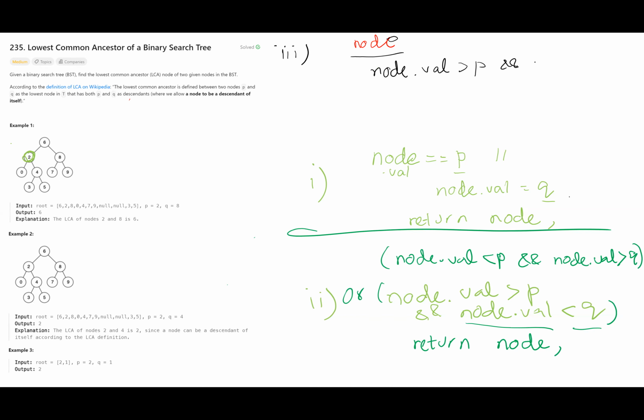And node's value is greater than Q. Right? It's greater than both of them. So what can I say now? Can I say that, suppose I have reached this node, right? This is my node, and I see the node's value is greater than both P and Q.